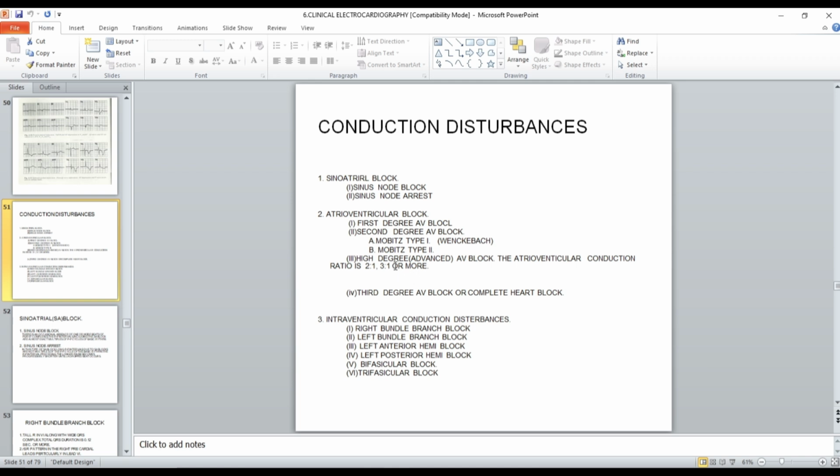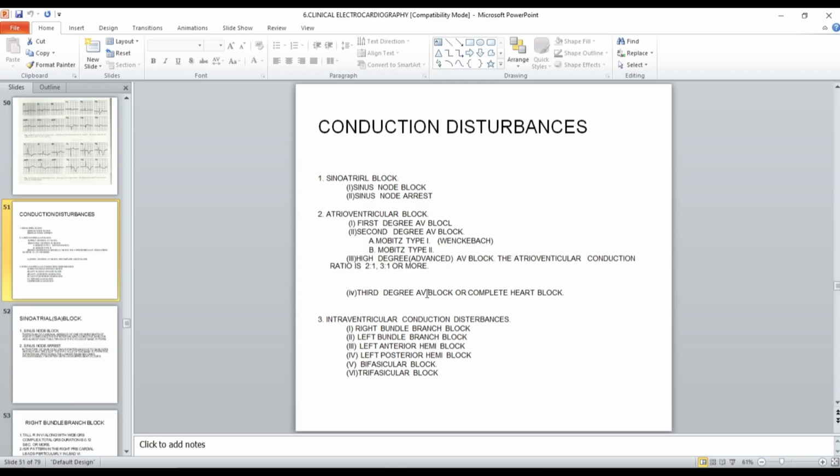In high degree advanced blocks, there will be atrioventricular block at constant intervals, like 2 to 1 block, 3 to 1 or more, or there can be variable block, that is irregular block or regular block. Regular will be 2 to 1 or 3 to 1. That is, after 2 P waves, 1 QRS complex comes. Here, after 3 P waves, 1 QRS complex comes.